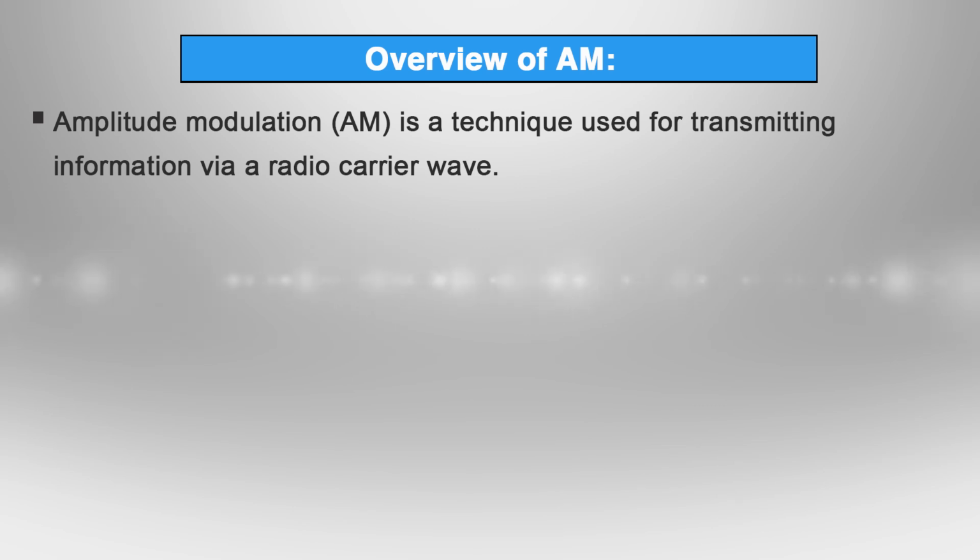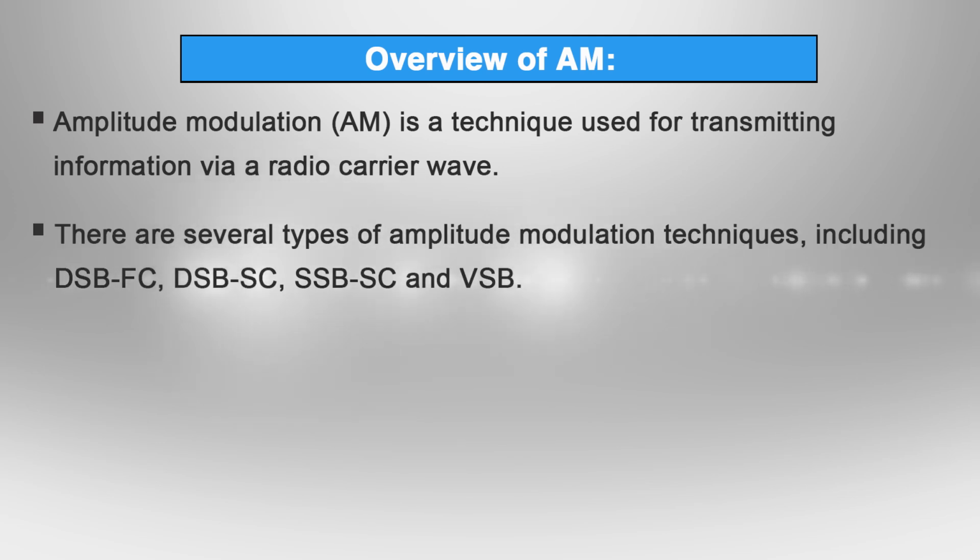Now, let us see overview of amplitude modulation. Amplitude modulation is a technique used in electronic communication, most commonly for transmitting information via a radio carrier wave. There are several types of amplitude modulation technique, including double sideband full carrier, that is DSB FC, double sideband suppressed carrier, that is DSB SC, single sideband suppressed carrier, that is SSB SC, and vestigial sideband, that is VSB.